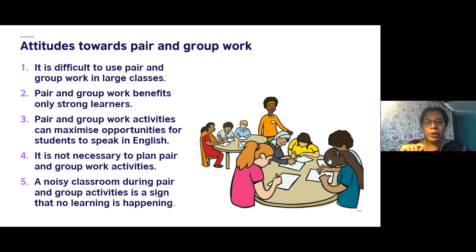Are students following the instructions that you have given? Have they understood the instructions that have been given? Sometimes you may notice that a lot of students are not doing the activity as you had instructed. So perhaps you may have to pause the activity and give the instructions again. So these are some things that you have to think about when you plan these activities.